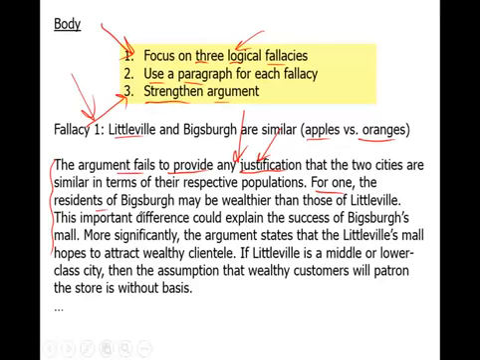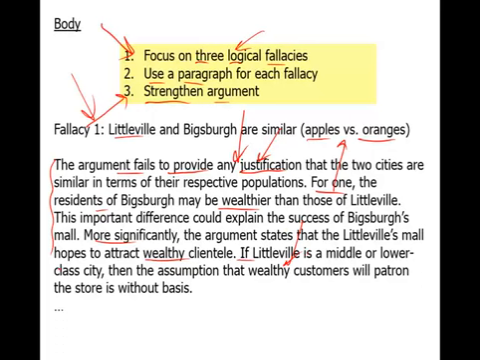For one, the residents of Biggsburg may be wealthier than those of Littleville. So I'm not just saying, oh, they're saying these two cities are the same, but they're probably different. I'm being specific. I'm saying, well, what about wealth? This is important, clearly, because we're talking about a high-end mall with boutique stores. Going on here, more significantly, the argument states that the malls hope to attract wealthy clientele, going back, of course, to those high-end stores. And we show that if Littleville, in fact, is made up of middle or lower class people, then this assumption totally falls apart, that all these wealthy customers are going to come shop there, because there really aren't that many wealthy customers in the area.